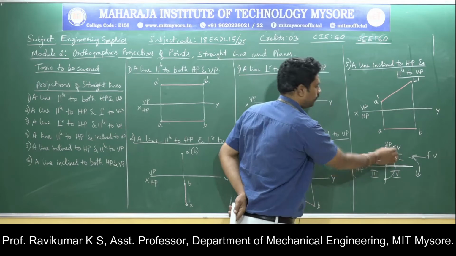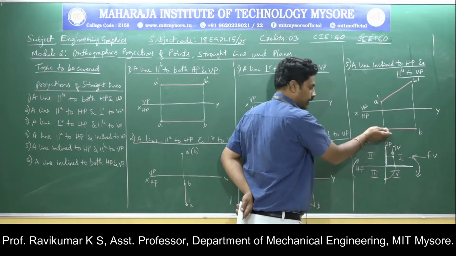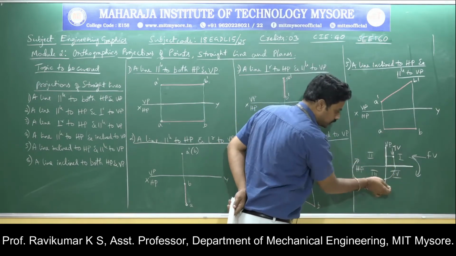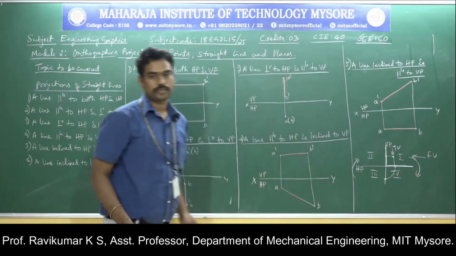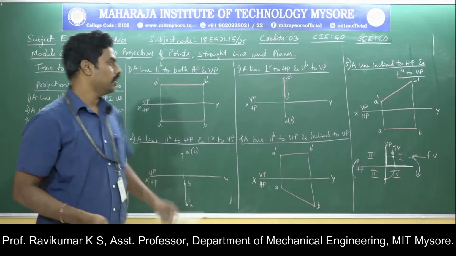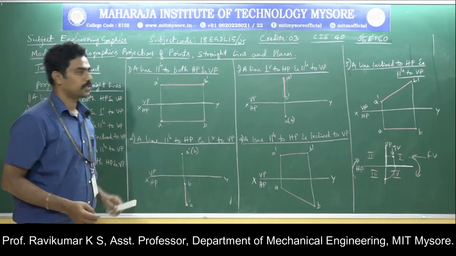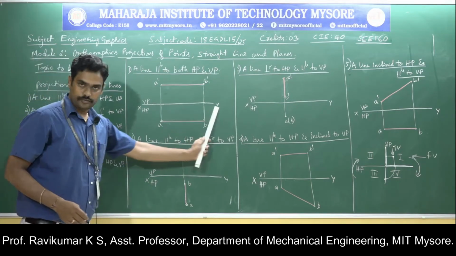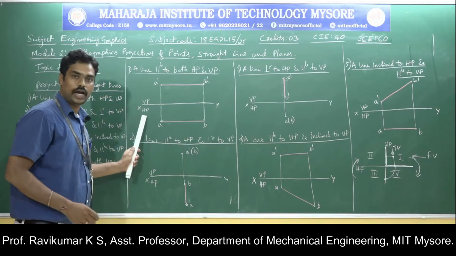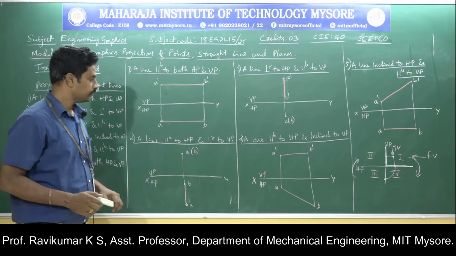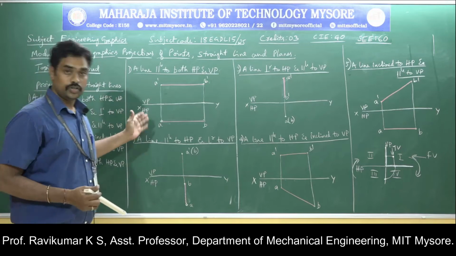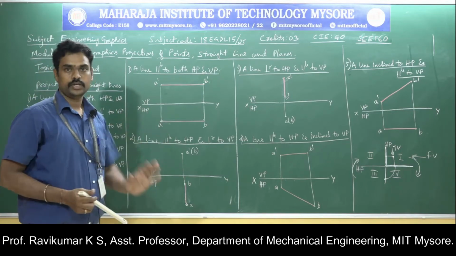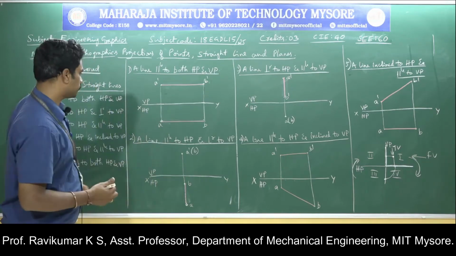So in the first quadrant, the vertical plane remains above the xy line, and the horizontal plane remains below the xy line. This concept is already explained by Professor B. Harish while discussing projections of points. So you need to write the xy line first, then VP and HP. If you do not write the xy line, VP and HP, you may lose marks.